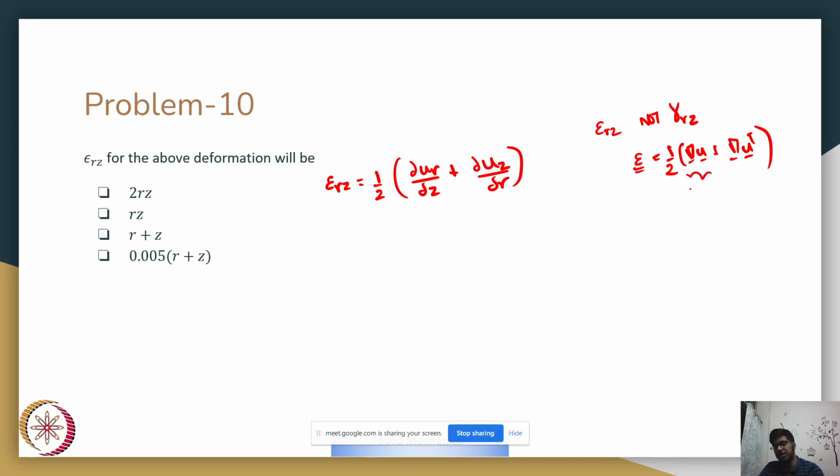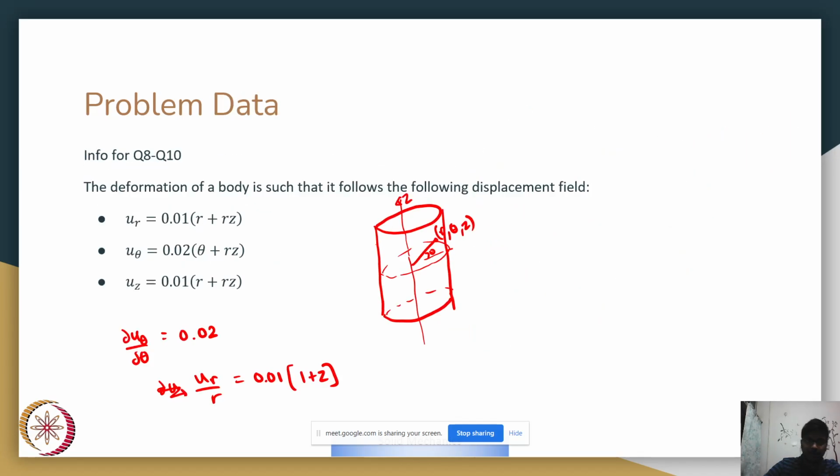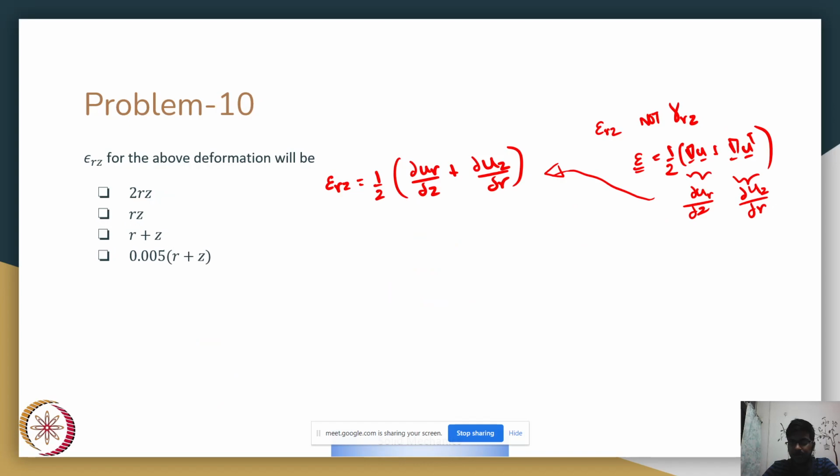So grad u would, I think, give you something like dou ur by dou z. Grad u transpose should give you dou uz by dou r, or perhaps vice versa. It doesn't matter because addition would be commutative. So it would still end up to half of dou ur by dou z plus dou uz by dou r. Grad u gives you dou uz by dou r, and grad u transpose gives us dou ur by dou z.